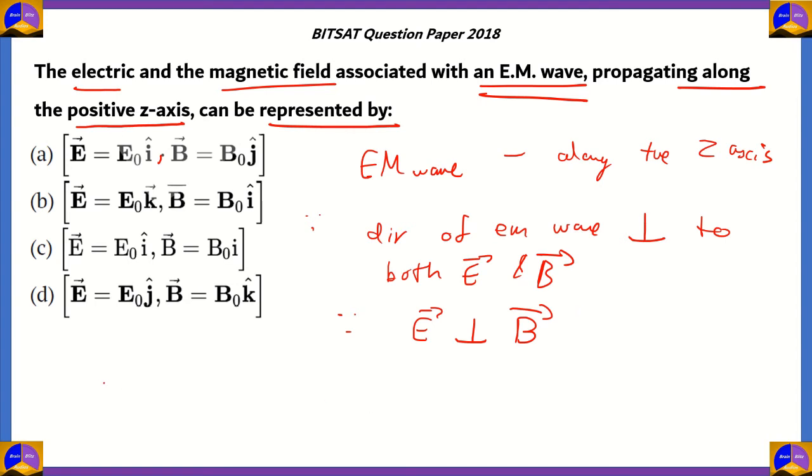Now, the direction of the EM wave will be given as the direction of E cross B. Now, one vector crossing another vector should give you an EM wave vector passing through the positive z-axis.